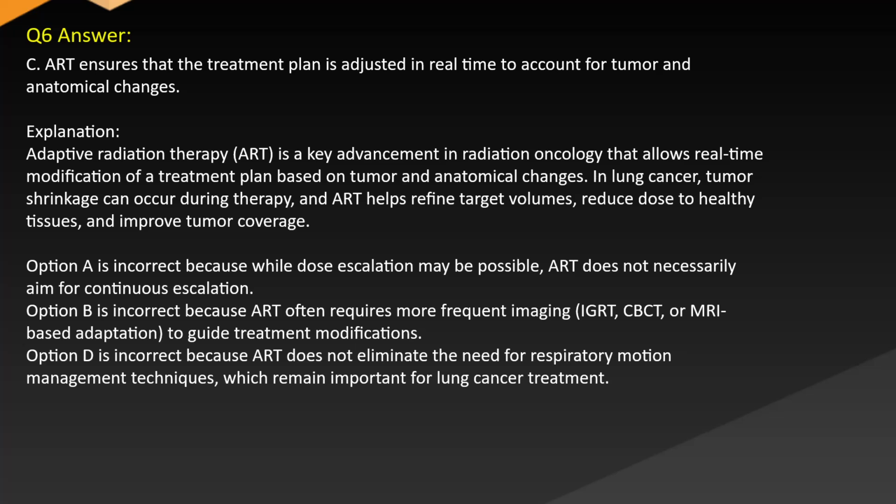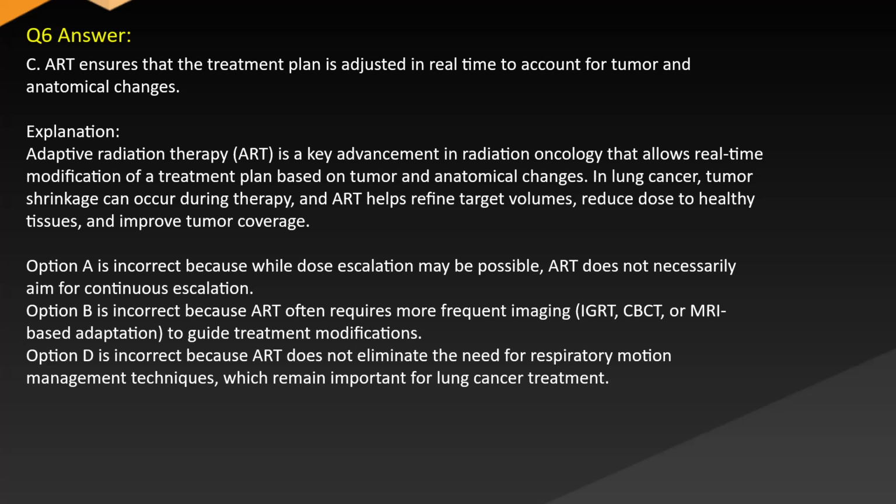Explanation. Adaptive radiation therapy, ART, is a key advancement in radiation oncology that allows real-time modification of a treatment plan based on tumor and anatomical changes. In lung cancer, tumor shrinkage can occur during therapy, and ART helps refine target volumes, reduce dose to healthy tissues, and improve coverage. Option A is incorrect because while dose escalation may be possible, ART does not necessarily aim for continuous escalation. Option B is incorrect because ART often requires more frequent imaging, CT, MRI-based adaptation, to guide treatment modifications.